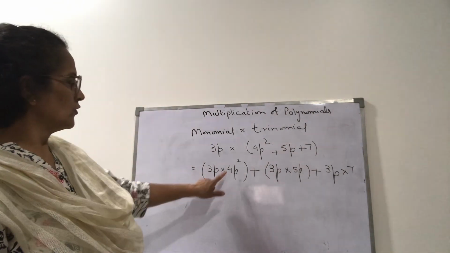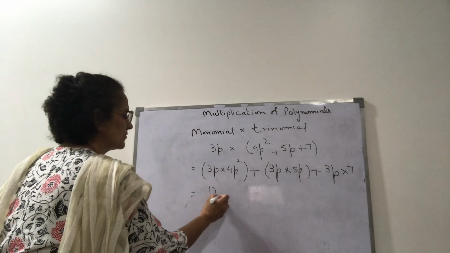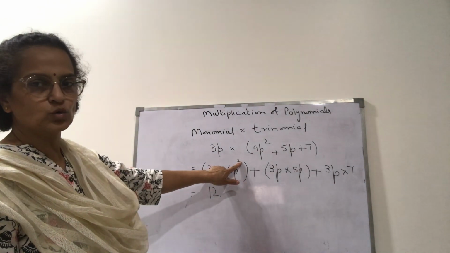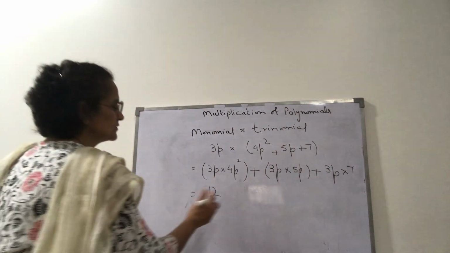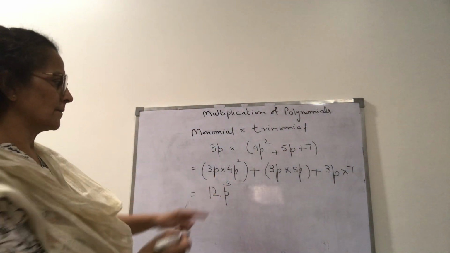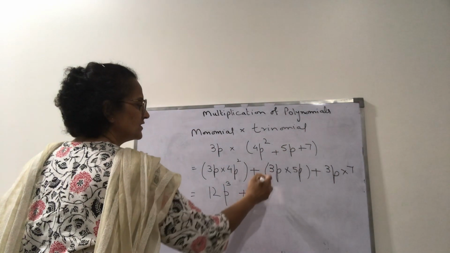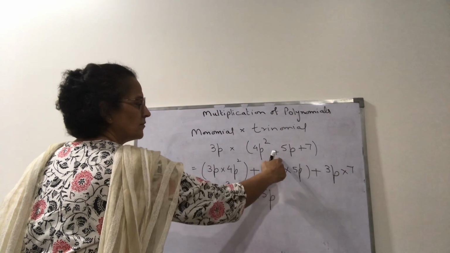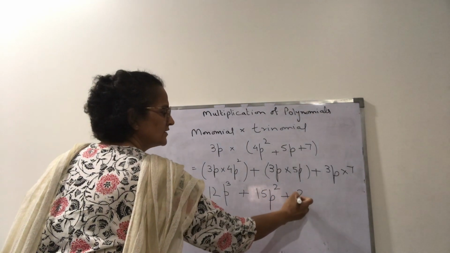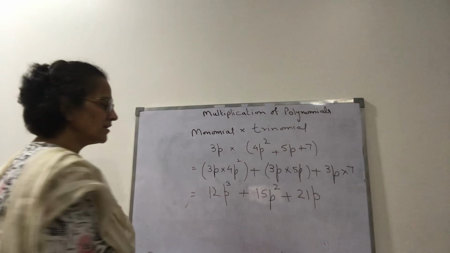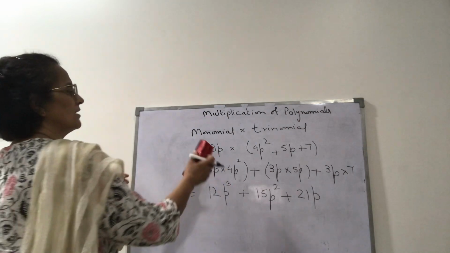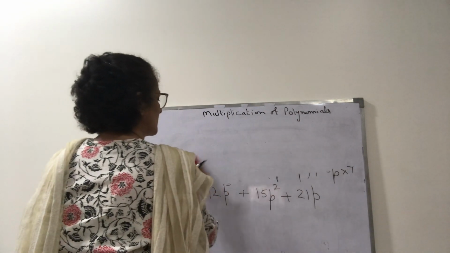Let's multiply. 4 3s are 12. Here power is 1 and here power is 2. So the base is p. We write the base p and add the powers. We get 12p cubed. Plus, 5 3s are 15. Power is 1, power is 1, 1 plus 1 gives me 2, so 15p square. Plus 7 3s are 21, and we get 21p.